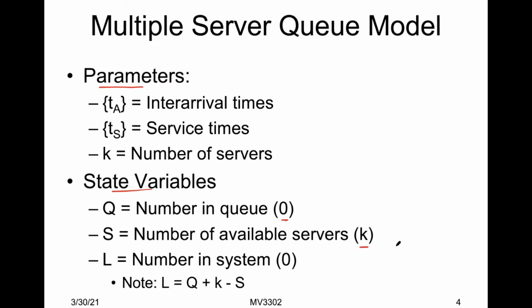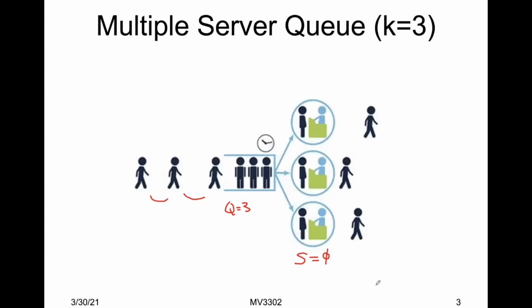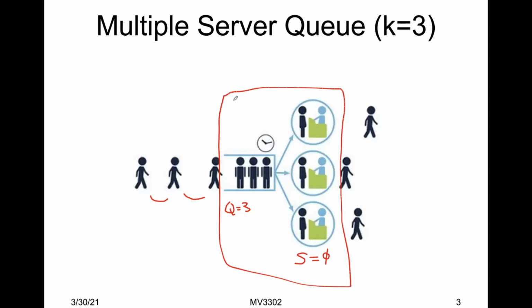Now, one of the other items that we might be interested in is the total number in the system. By the system, in this case, it means the queue and the server. So it doesn't count the customers who haven't arrived. It doesn't count the customers who have already left. It just counts the number of customers in the system. In this particular case, the value of L is equal to 6. And we can do that just by counting the little guys here.